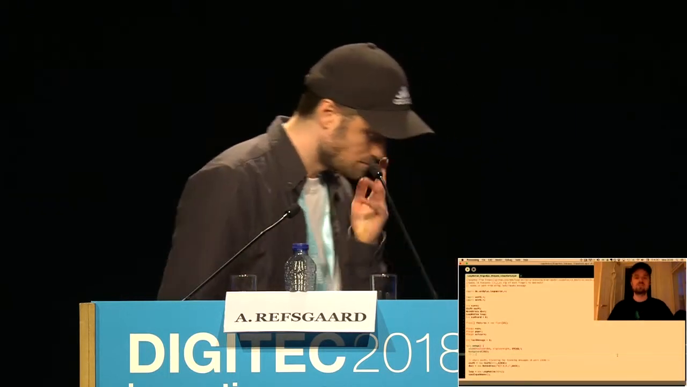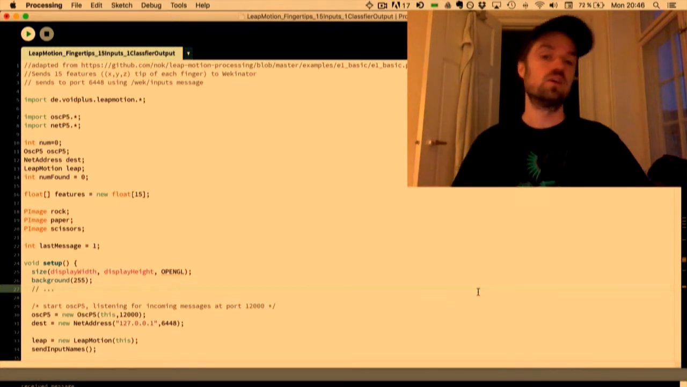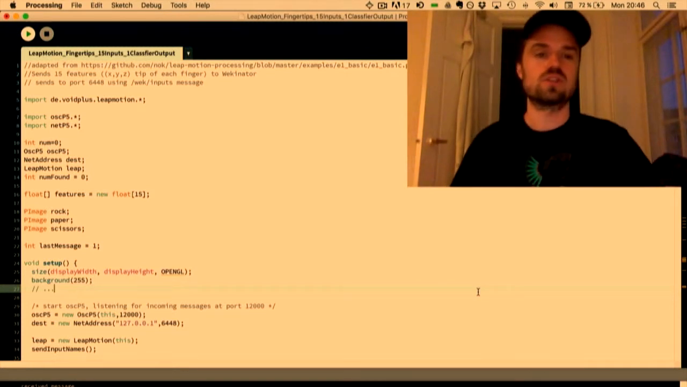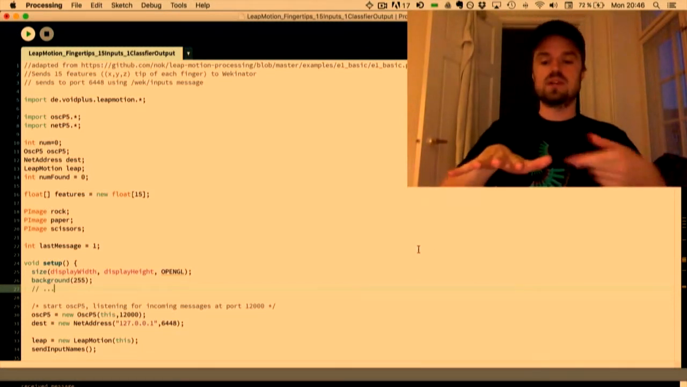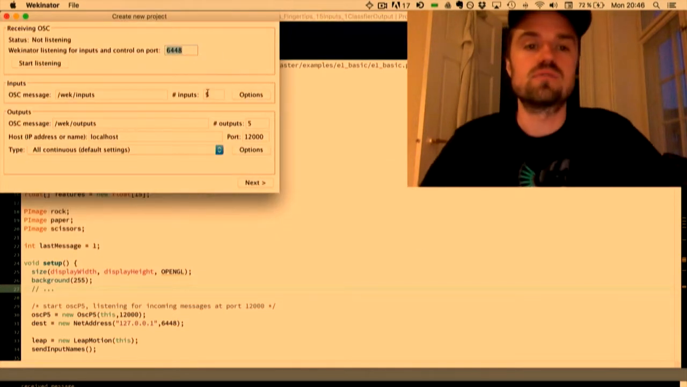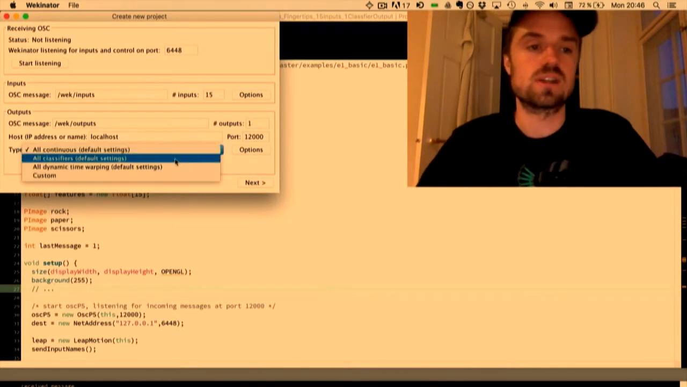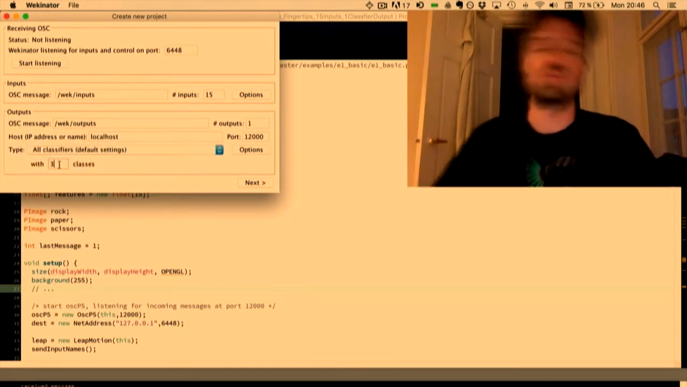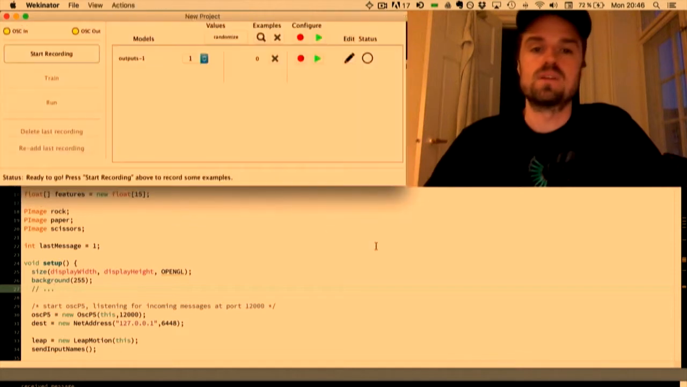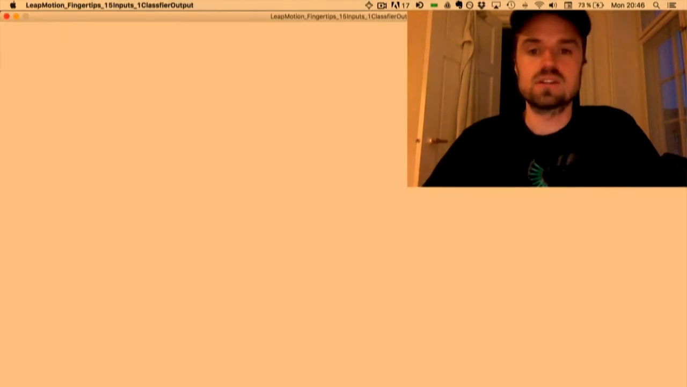I'm going to attempt to build a rock, paper, scissors classifier using Processing, Wekinator, and the Leap Motion in 1 minute. First I have a Processing sketch which sends out the XYZ of all my 5 fingertips, which means that I'm listening for 15 input values. I only have 1 output, which is a classifier with 3 classes for rock, paper, and scissors. So now I'm ready to start the Processing sketch.